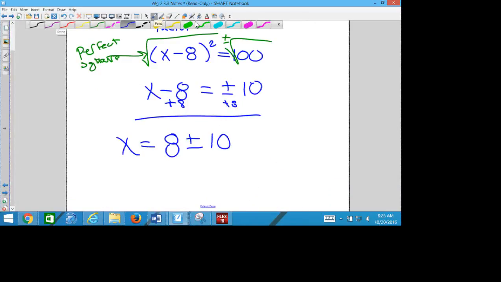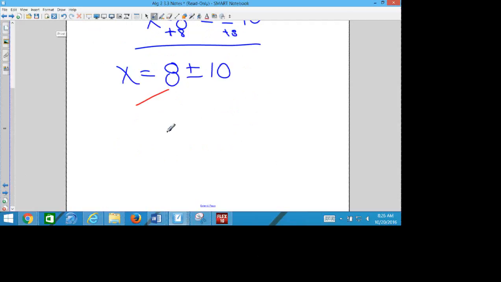Can I add 8 and 10 together? That's something I can do. Okay, so then I probably should do that. I'm going to separate. There are two answers here. One of them is 8 minus 10, and the other one is 8 plus 10.